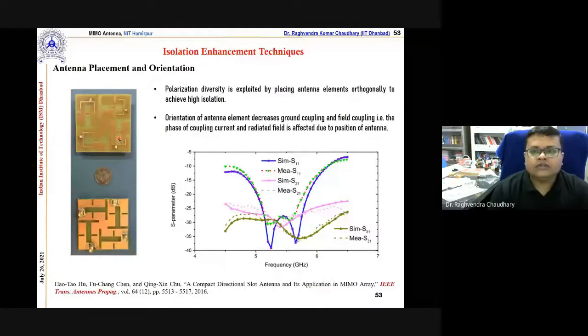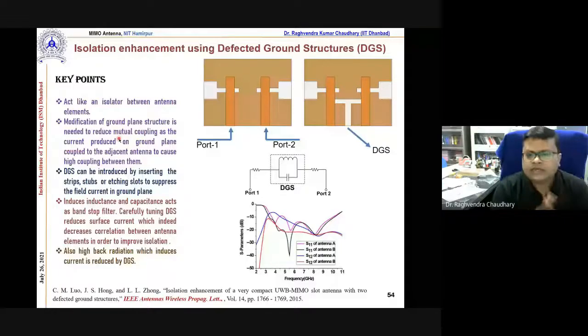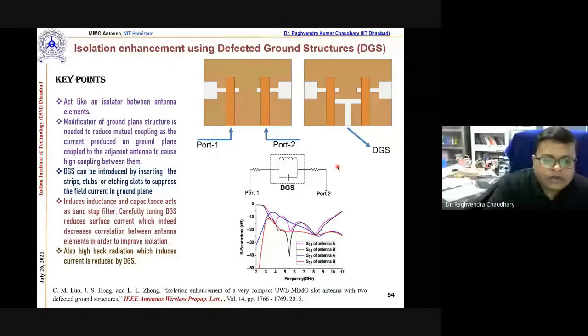Now this is the DGS structure. With this defected structure, you can see here we are trying to make an LC tank. Here this is a DGS, and this is an isolator between the antenna elements. Some points I have written here: the modification structure uses mutual coupling, as the current produced on the ground couples to the adjacent element, giving high coupling between them.